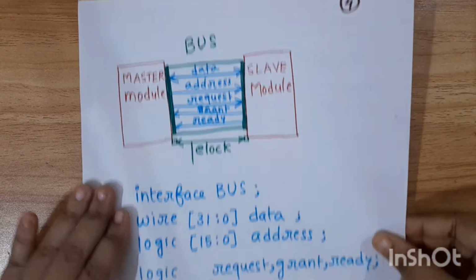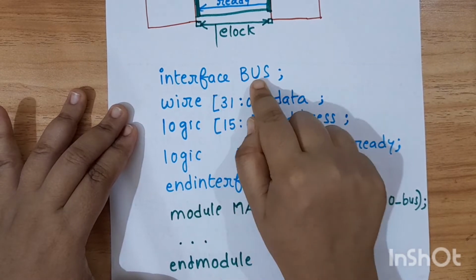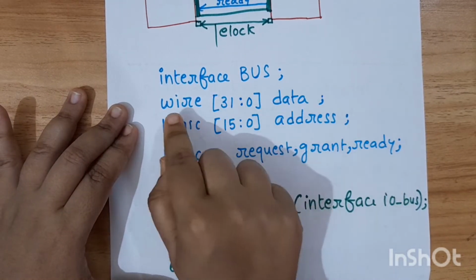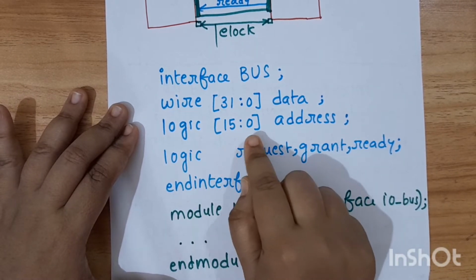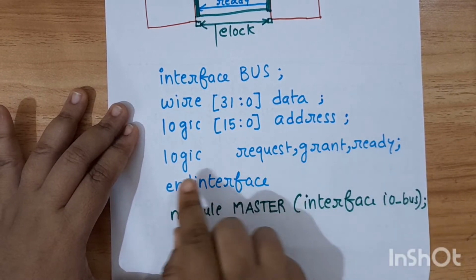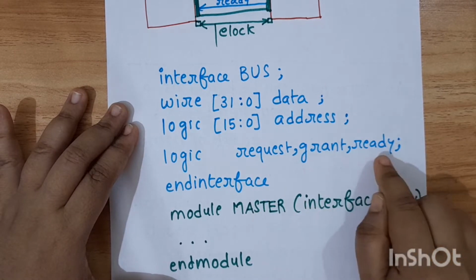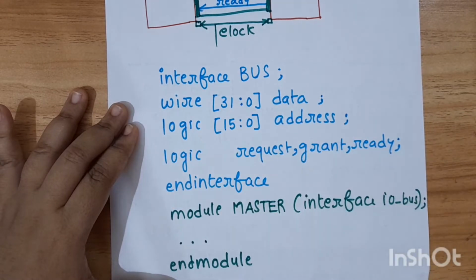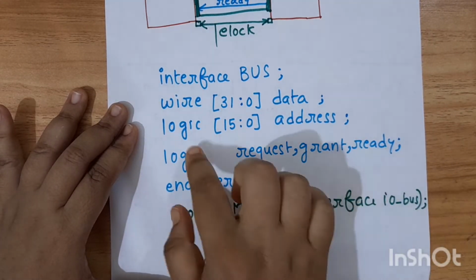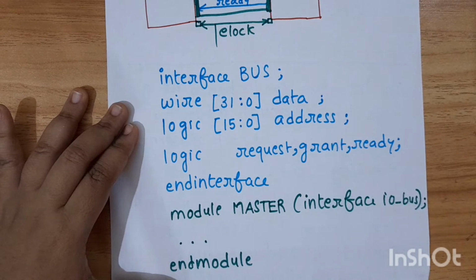Now how to write the interface? interface bus; wire [31:0] data; logic [15:0] address; logic request, grant, ready; endinterface. So these are the set of signals that is used with the master module. Same set of signals will be used with the slave module also. Please note the direction I have not put here, and for direction in the interface we make use of the modport that I will discuss later.